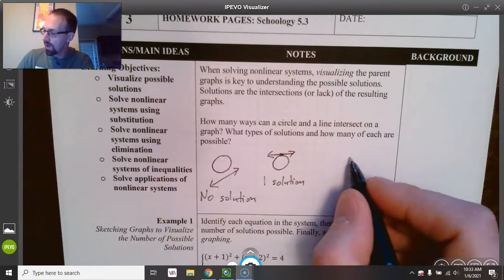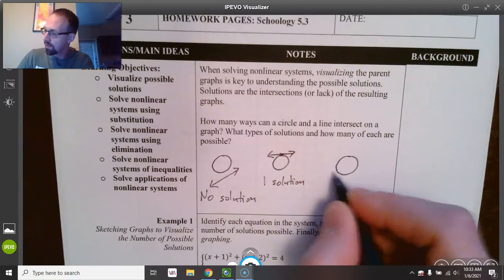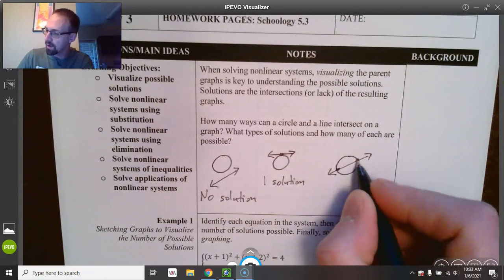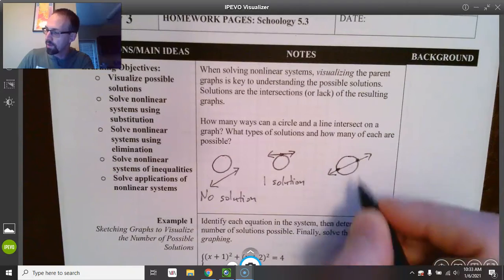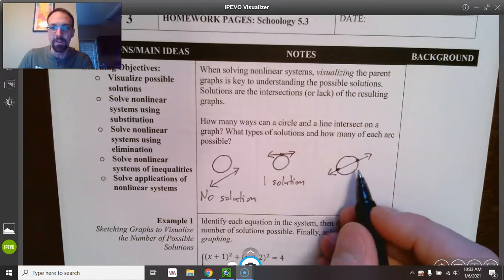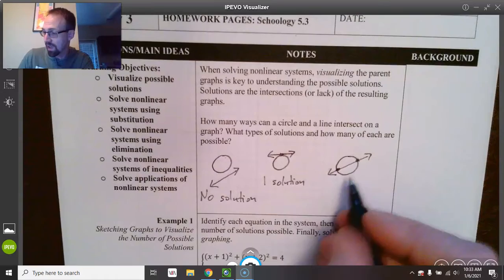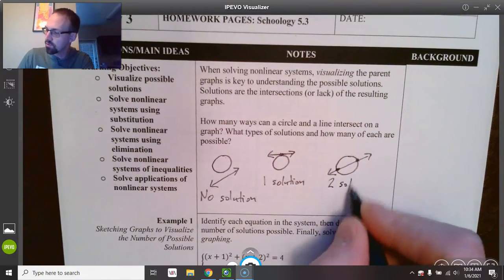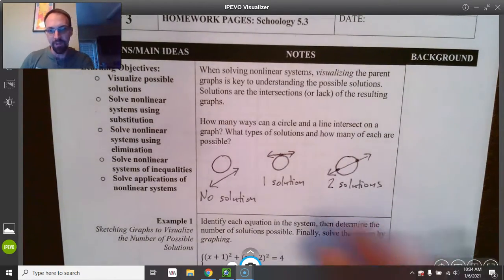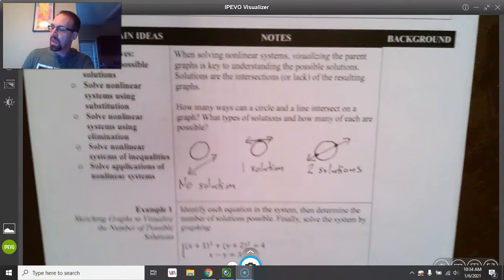And then you could also have the line go through the circle at one point and another point. We call that endpoints. It doesn't necessarily have to be in the middle-ish like I did where you have the diameter. It could be just off to the side as well. And that would be two solutions. So these are the different types of solutions that you could have with a circle and a line.